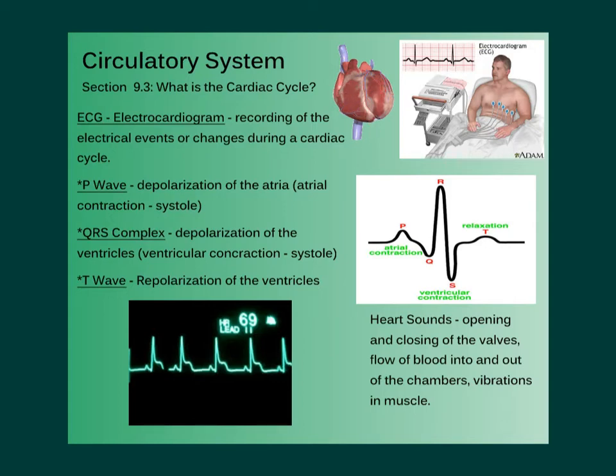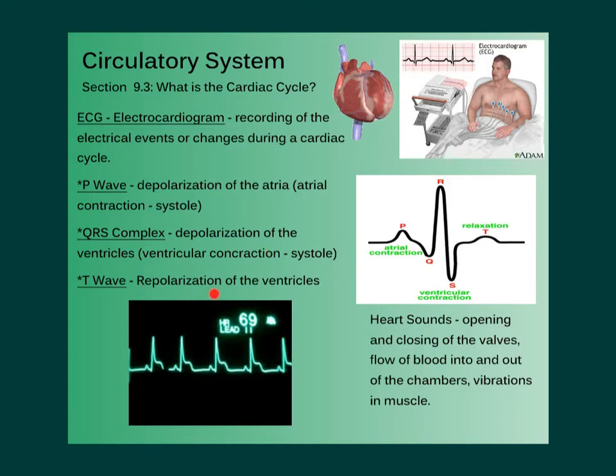So the P wave, which is located right here, is the atrial contraction. Remember, to contract is for a muscle to contract. The depolarization of the atria causes that contraction. This is your systole, or your systolic pressure. The depolarization of the ventricles, so both the right and left ventricles, is called the QRS complex. So first the atria contract, then the ventricles contract, and then we have a period of relaxation. That would be the T wave, where we repolarize the ventricles.